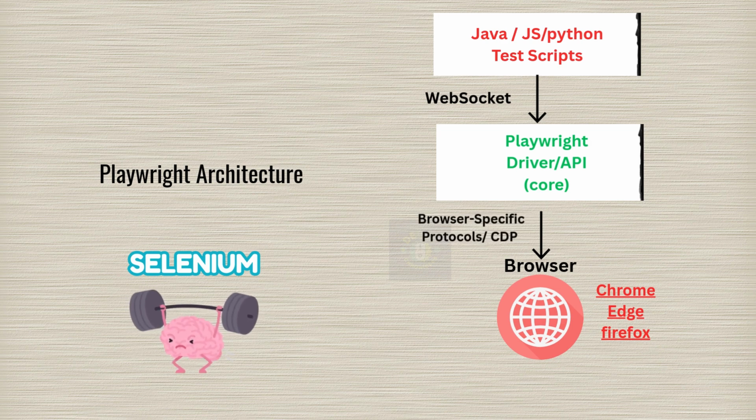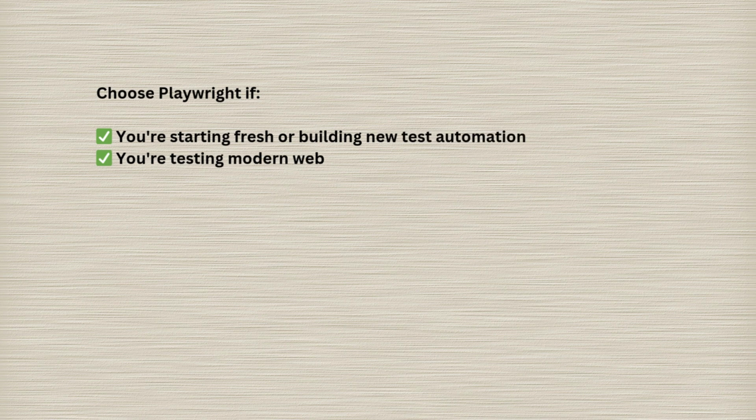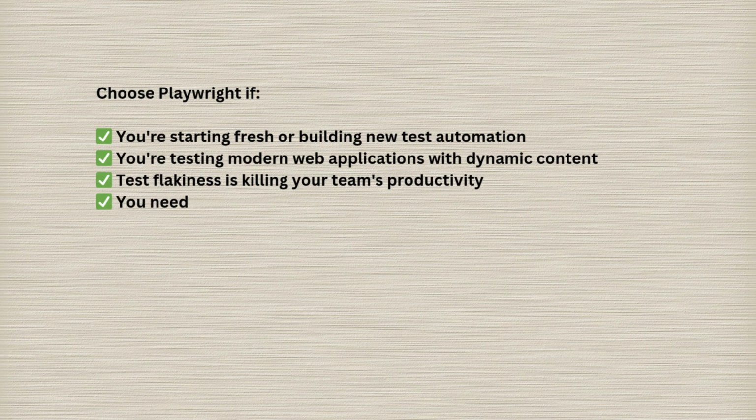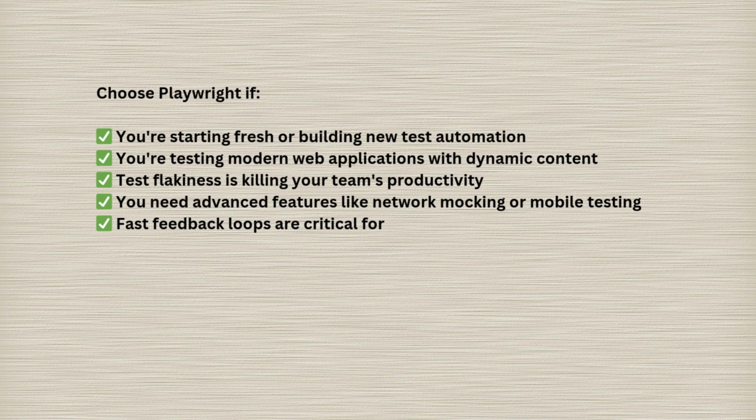So when should you consider Playwright architecture? Choose Playwright if you are starting fresh or building a new test automation suite. You are testing modern web applications with dynamic content. Test flakiness is killing your team's productivity. You need advanced features like network mocking or mobile testing. Fast feedback loops are critical for your CI/CD pipeline. Your team is comfortable with JavaScript, Python, or Java.